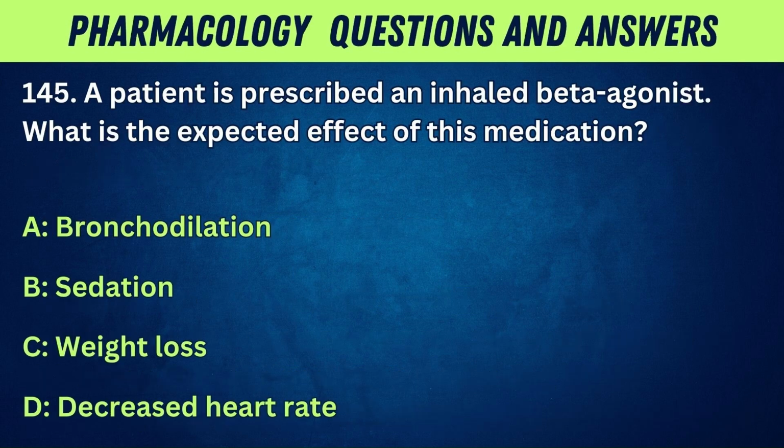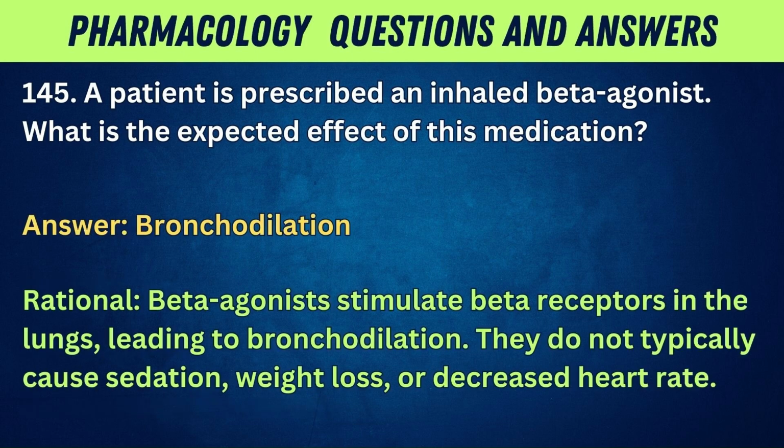145. A patient is prescribed an inhaled beta agonist. What is the expected effect of this medication? A. Bronchodilation. B. Sedation. C. Weight loss. D. Decreased heart rate. Answer: Bronchodilation. Rationale: Beta agonists stimulate beta receptors in the lungs, leading to bronchodilation. They do not typically cause sedation, weight loss, or decreased heart rate.